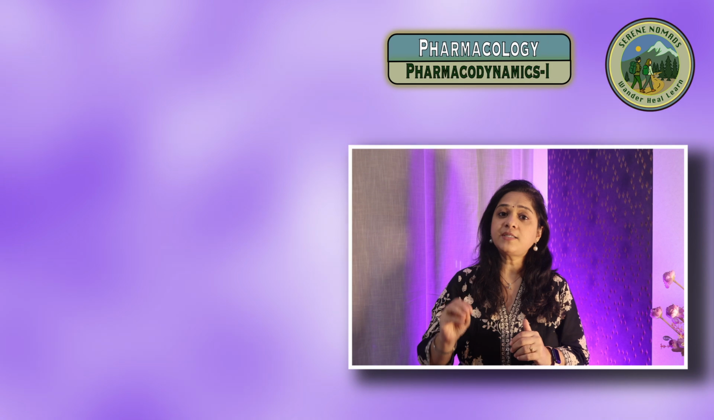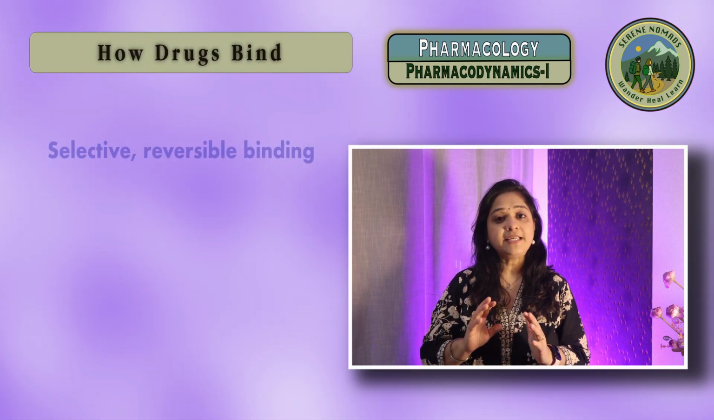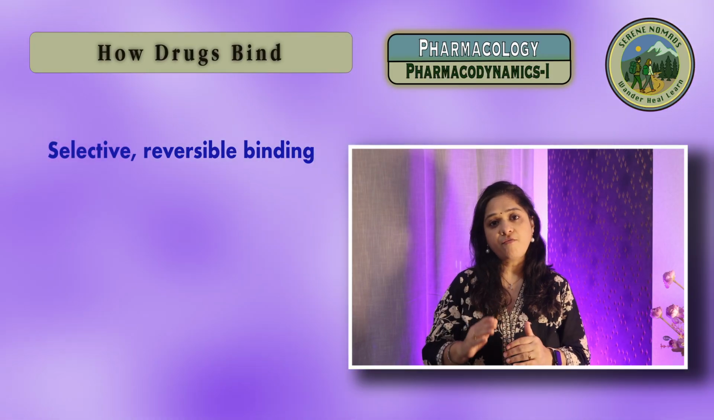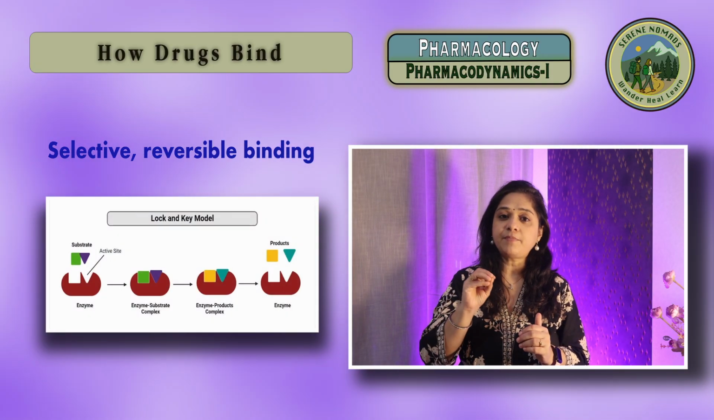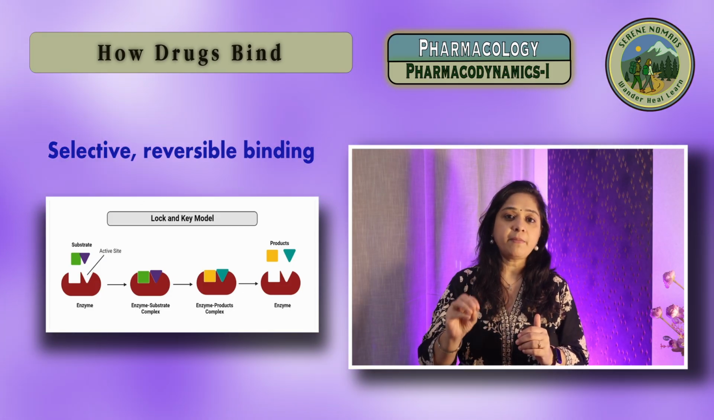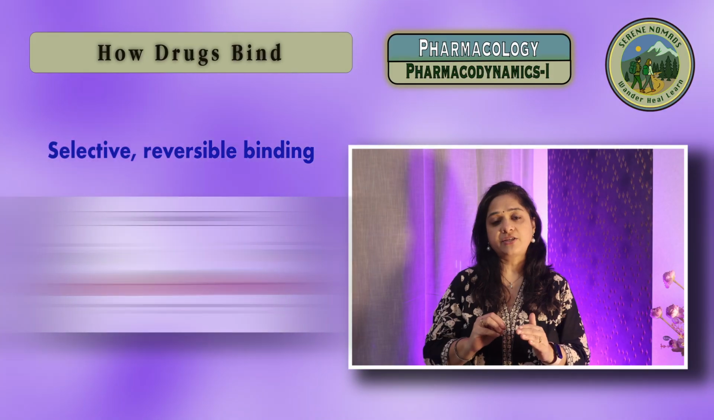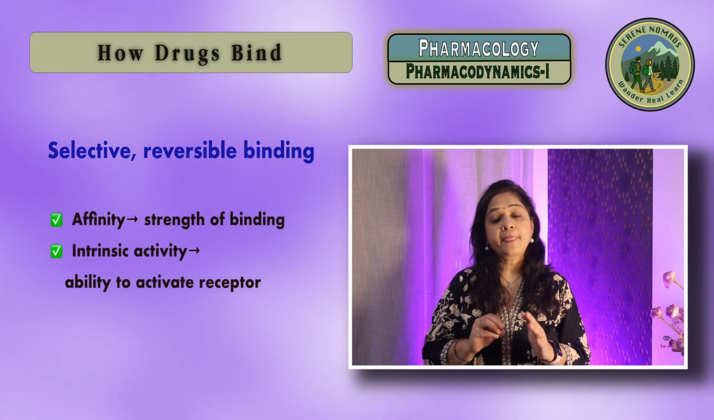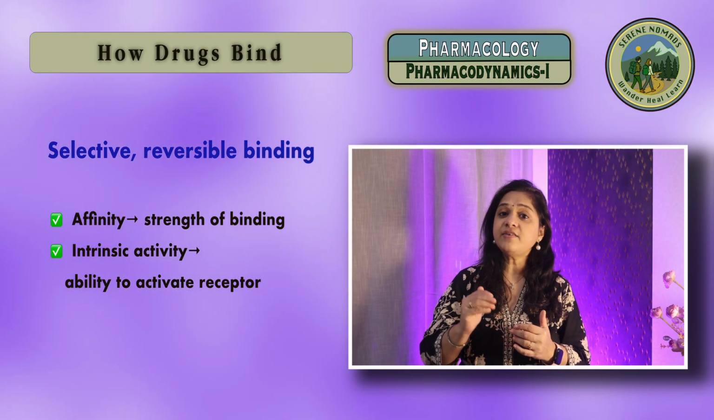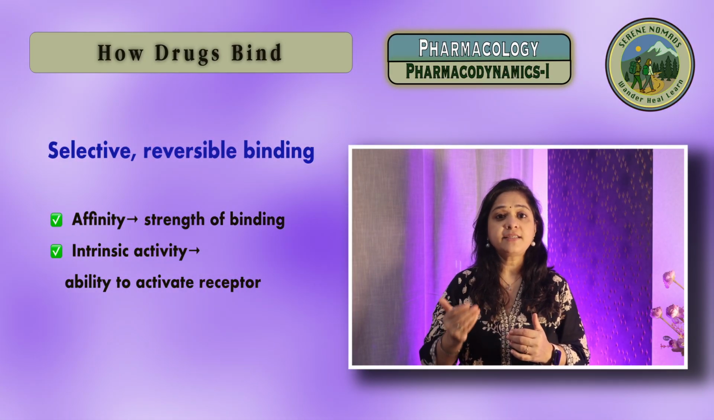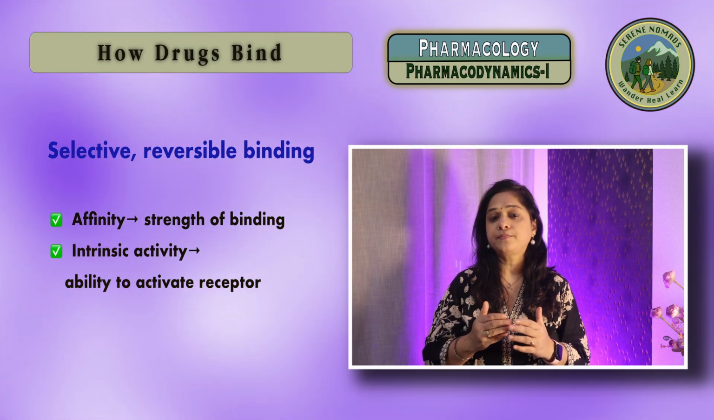Now, how do drugs bind to receptors? Drug binding to a receptor is usually selective, reversible, and follows the lock and key model, where the drug fits the receptor precisely to initiate a biological response. Two key properties define the interaction. First is affinity, which is how tightly the drug binds. And the second is intrinsic activity, which reflects the drug's ability to activate the receptor once it is bound.